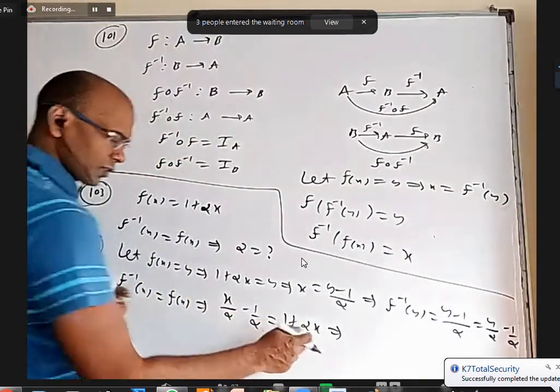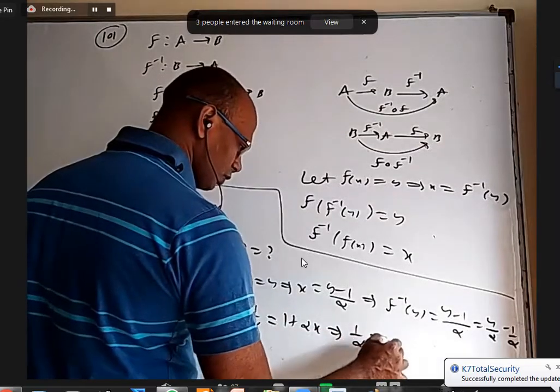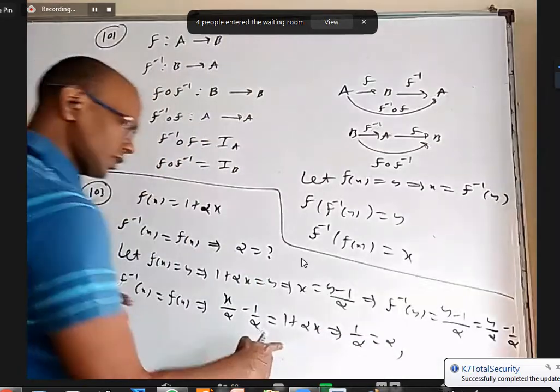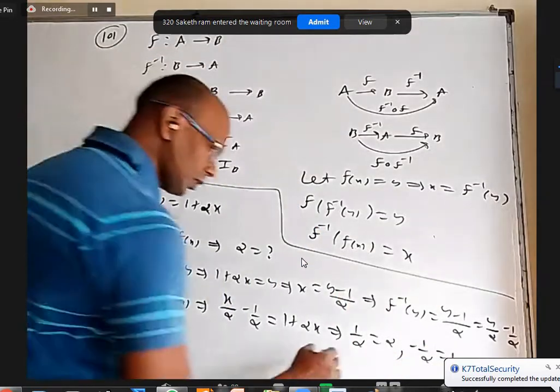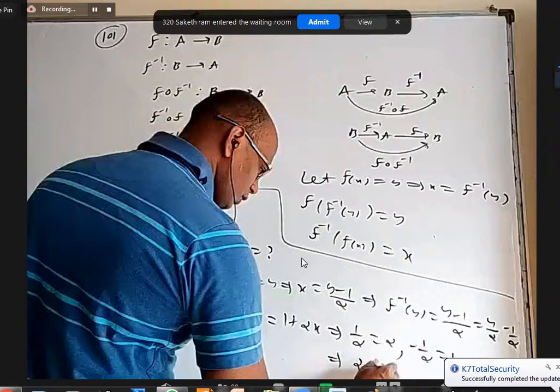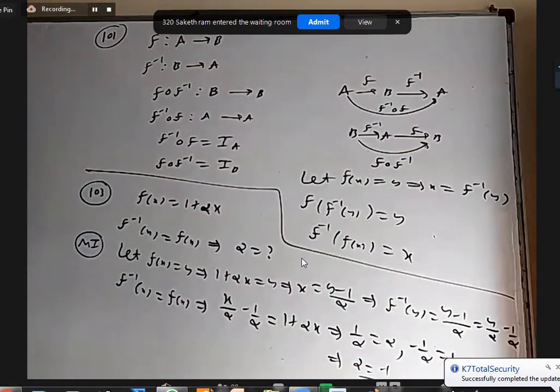If we equate x coefficients, we will get 1 by alpha equal to alpha. If we equate constants, minus 1 by alpha equal to 1. All together, you will get alpha equal to minus 1. So when alpha is minus 1, f of x and f inverse x are the same.